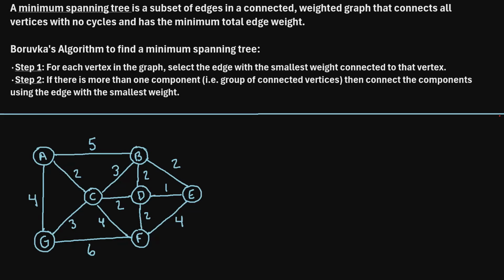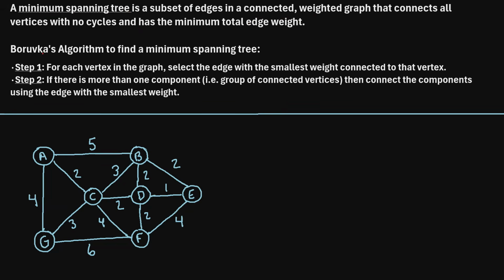In this video, I will explain how to use Boruvka's algorithm to find a minimum spanning tree in a graph. So let's start with a quick definition. A minimum spanning tree is a subset of edges in a connected weighted graph that connects all vertices with no cycles and has the minimum total edge weight.